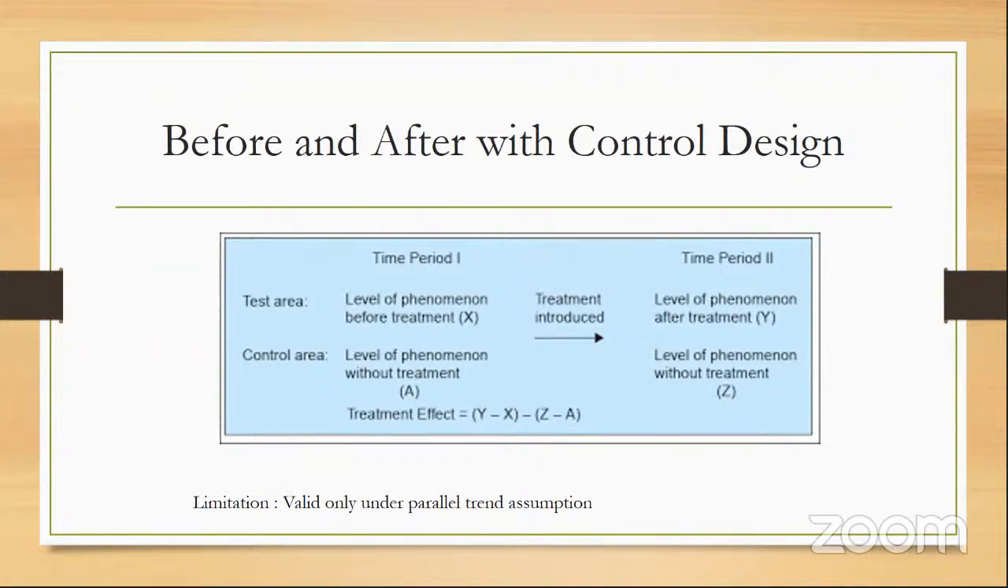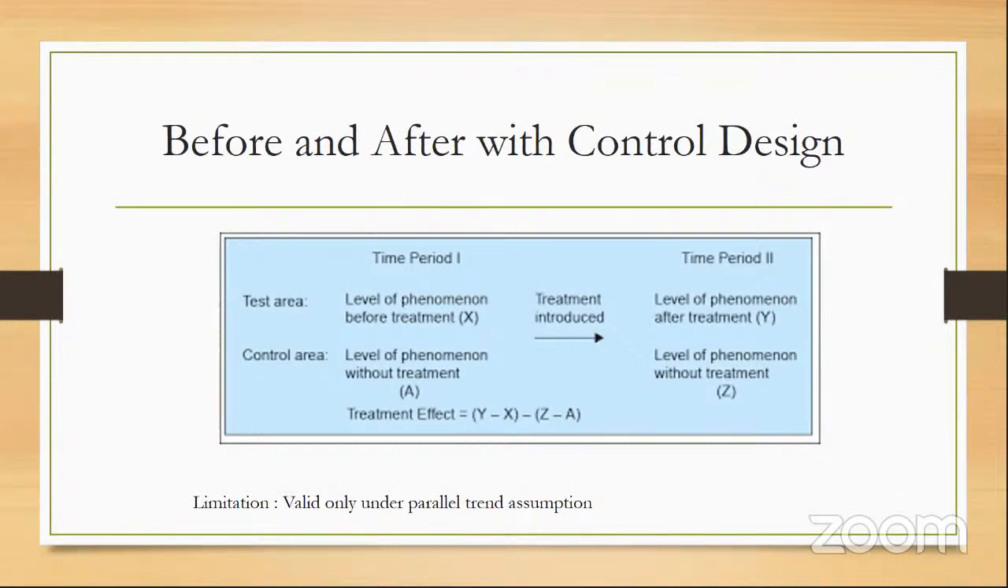So the difference between control and treatment will be taken after adjusting for difference in time period. Okay. So this is a more practical design of experiment, and this is to some extent quasi-experimental in nature. But we also have a limitation in this design, called the parallel trend assumption. That is, we will assume that the treated area and control area will be moving in the same direction or at the same rate.